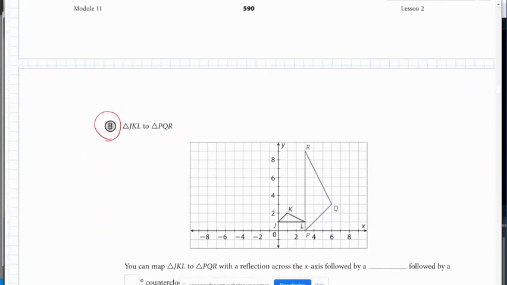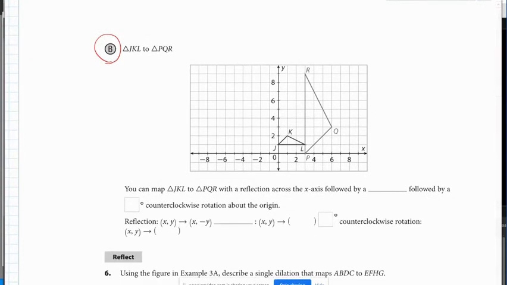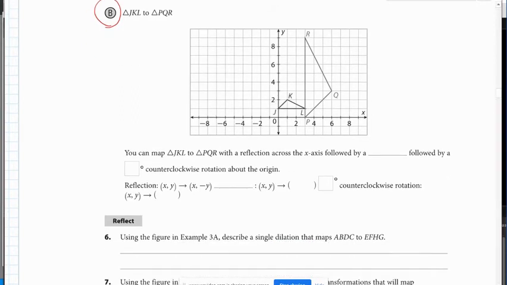Okay, at the top of page 591, this time it looks like we might need a couple of transformations. They're giving us a hint here. You can map the triangle JKL to PQR with a reflection across the x-axis. So first, if I reflect it across the x-axis, it's going to end up down here. And then followed by a blank, followed by some kind of a rotation.